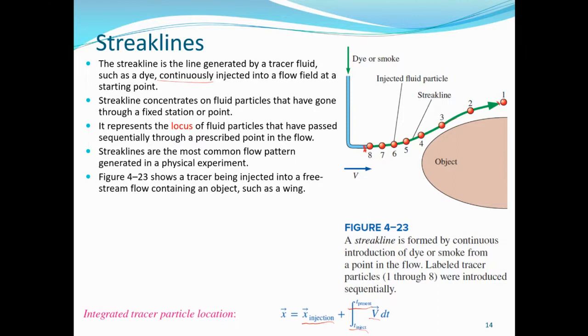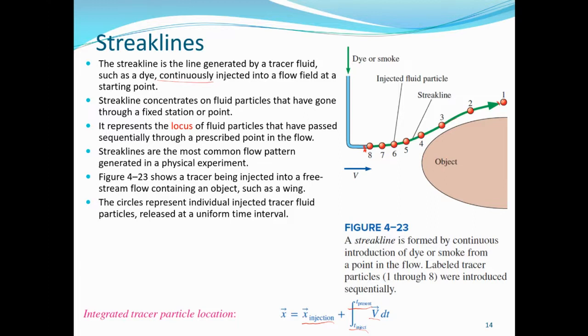And this figure shows a tracer being injected into a free stream flow containing an object, such as a wing. The circles represent individual injected tracer fluid particles released at a uniform time interval. You can see the particles here are accelerated. The distance between the particles is higher because they have higher velocity here. As the flow goes over the object, they get accelerated.